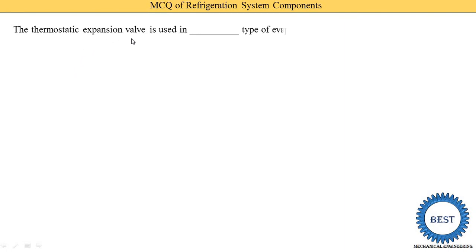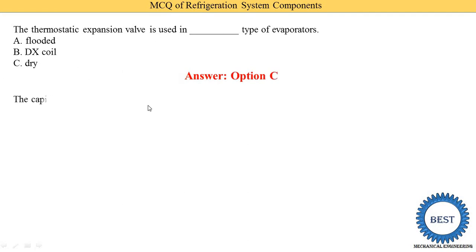The thermostatic expansion valve is used in which type of evaporator? Flooded evaporators, DX coil, or dry. So option C is correct. The thermostatic expansion valve is used in dry type evaporators.